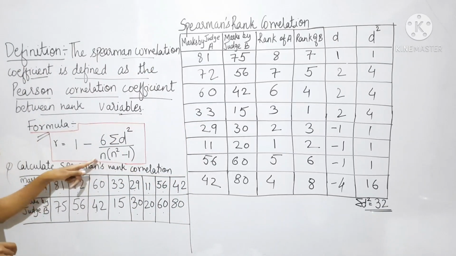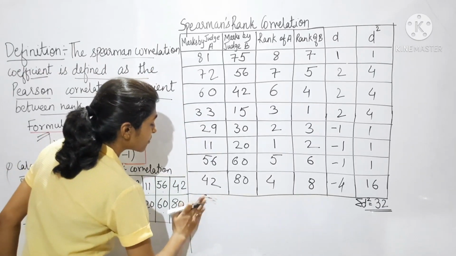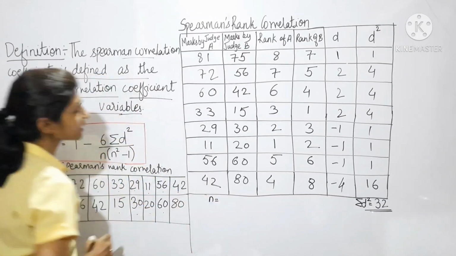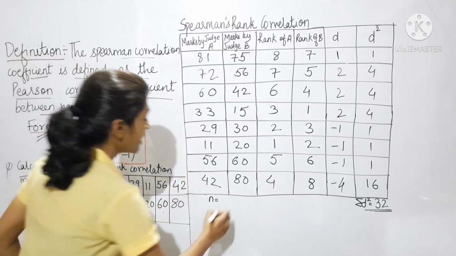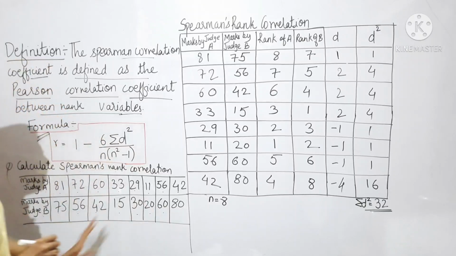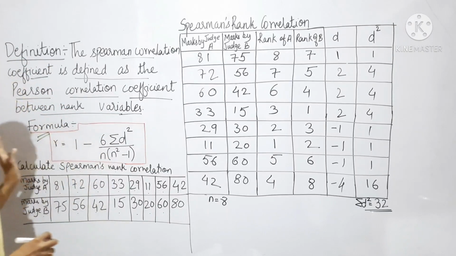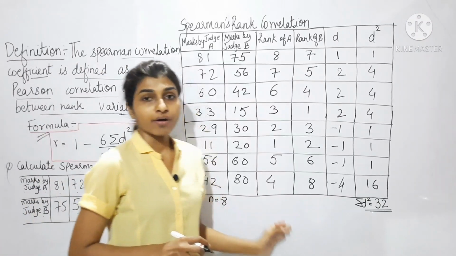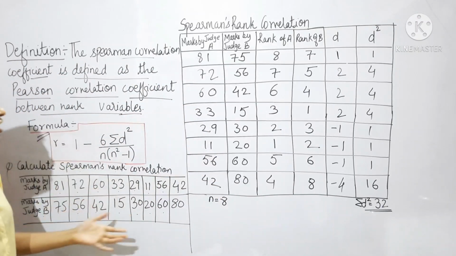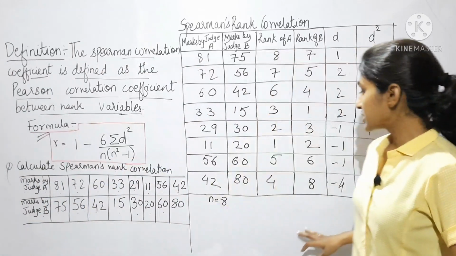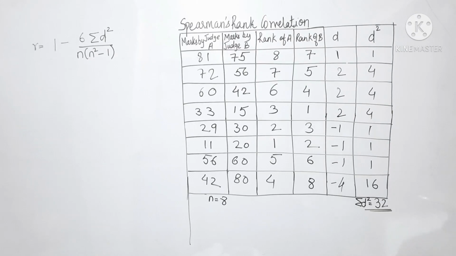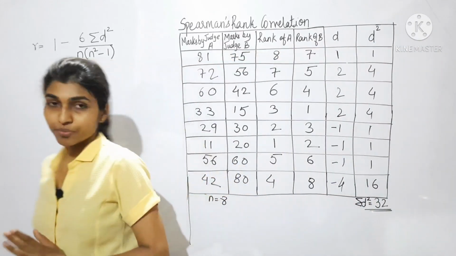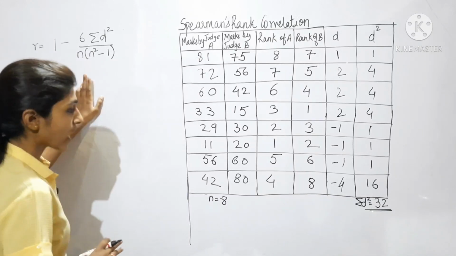Now as per the formula we require n. N is nothing but the number of observations. So count the number of observations: 1, 2, 3, 4, 5, 6, 7, 8. N is 8. Now we have got all the values as per the formula. Now we will put the values in the formula and solve. By the time, copy this table in your notebook. Now write down the formula and put the values.